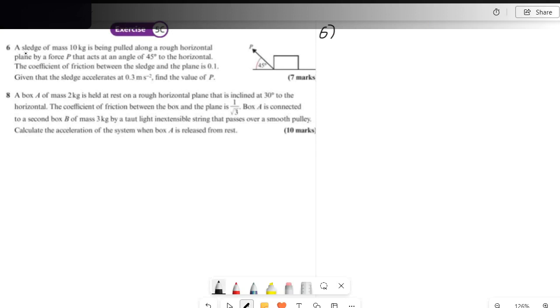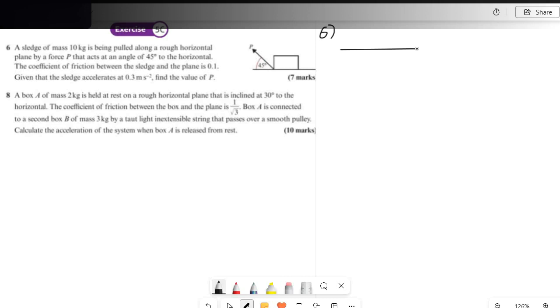For number 6, a sledge of mass 10 kg is being pulled along a rough horizontal plane by a force P that acts at an angle of 45 degrees to the horizontal. The coefficient of friction between the sledge and the plane is 0.1. Given that the sledge accelerates at 0.3 meters per second squared, find the value of P.